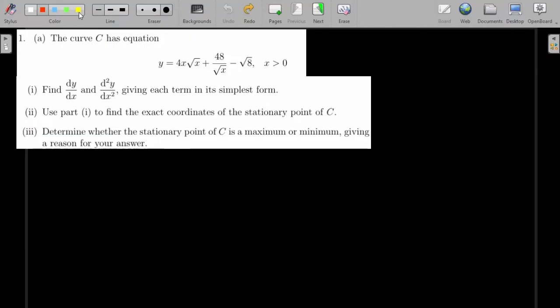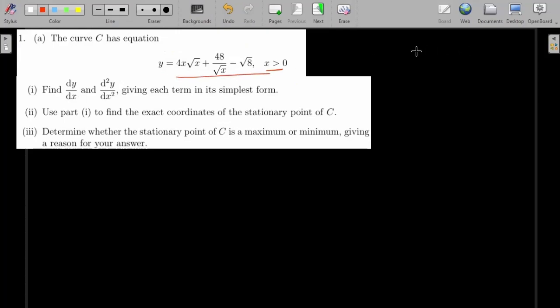All right, so question 1, they're saying the curve C has the equation, okay, y equals 4x root x plus 48 divided by root x minus root 8, where x is greater than 0. Okay, so the first question is find the dy dx. Okay, so dy dx is simply the derivative. So they want us to find the derivative of this expression here. Okay, so we're going to find that derivative by using the power rule to differentiate this expression.